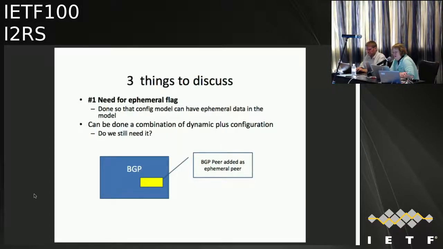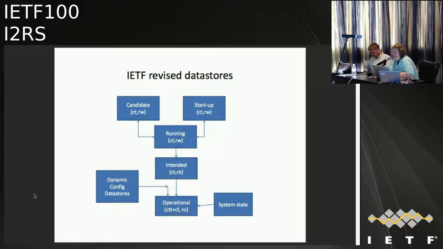There are only three things to discuss regarding this model. One, whether we need an ephemeral flag. We did this so that you could have a flag in the data model, and that's in all the requirements. Could this be done in a combination of dynamic plus configuration? Let's look at this. If you have the dynamic data store, which I2RS data stores are, and the intended, do we need to have something where we have the ephemeral flag? That's question one.